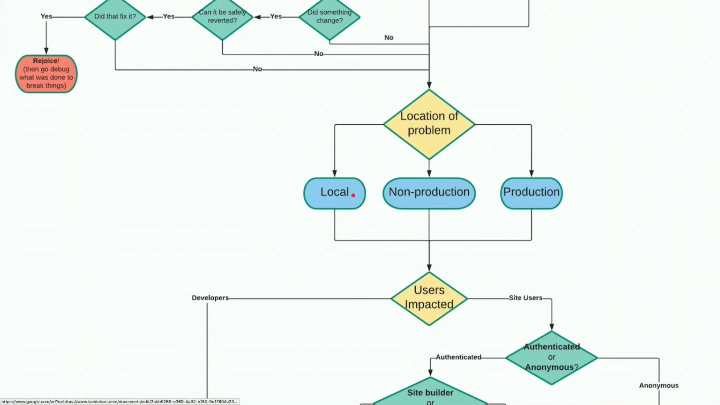Is it, again, on your local machine? Is it on a server, but it's not your live server, so maybe it's a testing environment? Or is it on your live site where potentially the public can see a problem? Once you define that, again, document it. And we're going to go on to who is impacted.